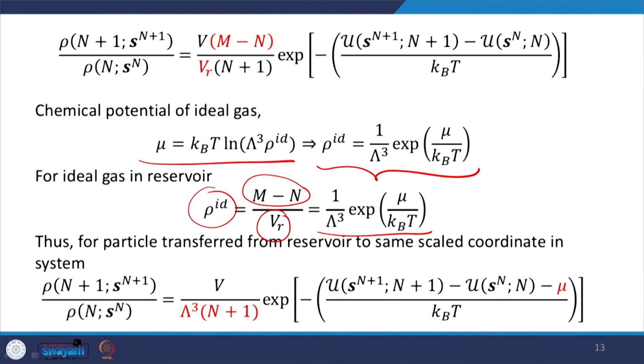Because we know the expressions, we can then write the expression for the ratio of probability densities, in this case for insertion, using the formula for the ideal gas, and therefore there would be a mu coming there if I do the arithmetic in this particular problem. Now, the same thing has to be done for the removal case as well. So, this is purely arithmetic manipulation, I will not derive that.